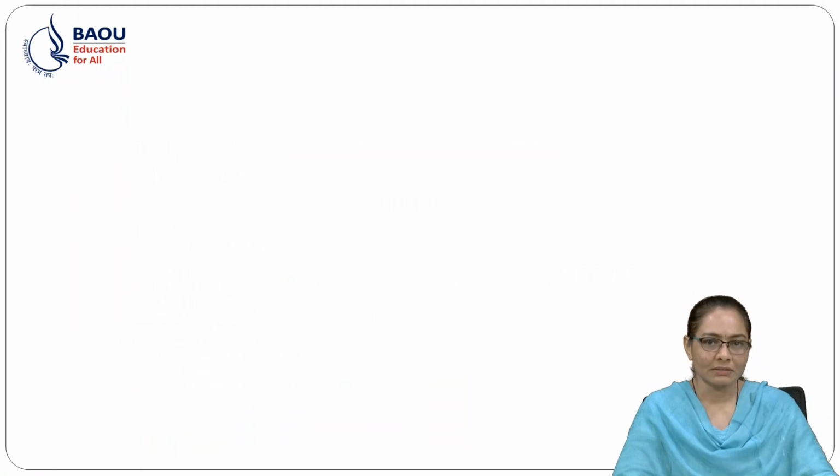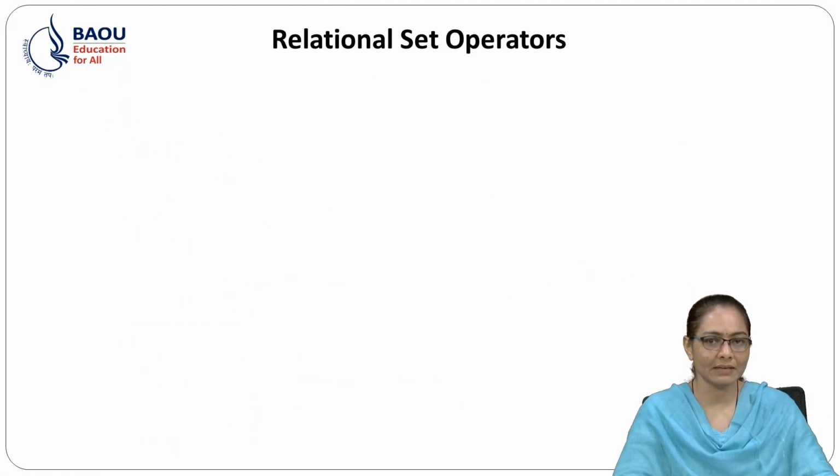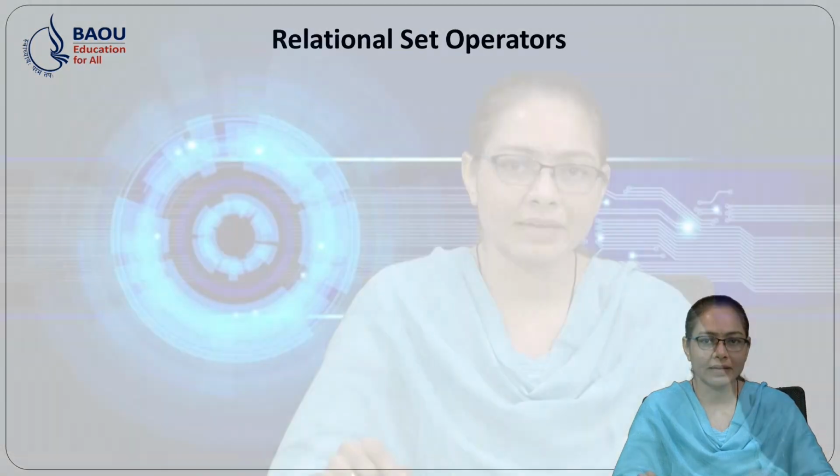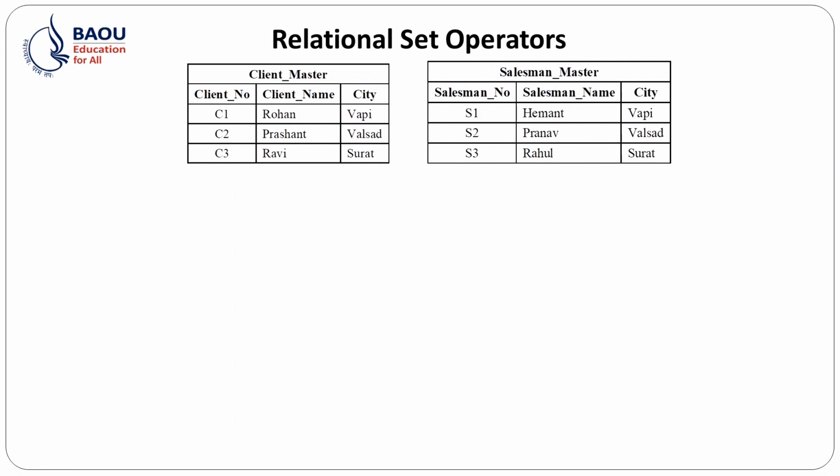Now, the next one is the relational set operators. There are 8 relational set operators provided by relational algebra to implement the various operations. The operators we are going to discuss are union, intersect, difference, divide, product, select, project, and join. Consider these two tables, customer master and salesman master.